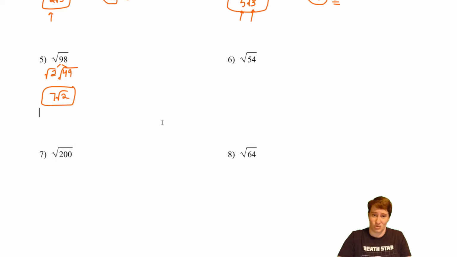Let's look at 6. So something a little different happens here on 6. If you're thinking, okay, what goes into 54? That would be 9 and 6. So if we're doing a factor tree, we would keep going with that. But if we are like, okay, I know 9 has a square root, then we can stop here and say, okay, this is 3 square roots of 6. Now 6 isn't prime, but it's just got 2 and 3, so it doesn't have a perfect square inside of it. So this is as simple as it gets.